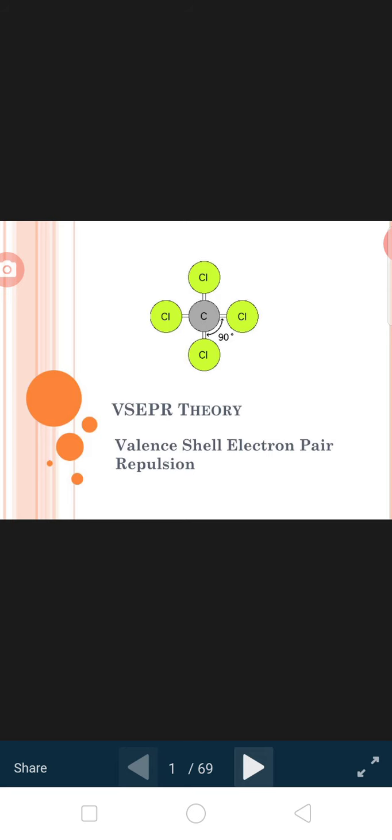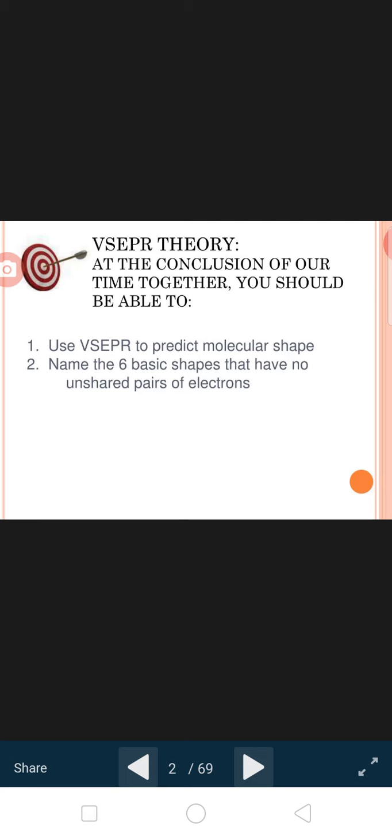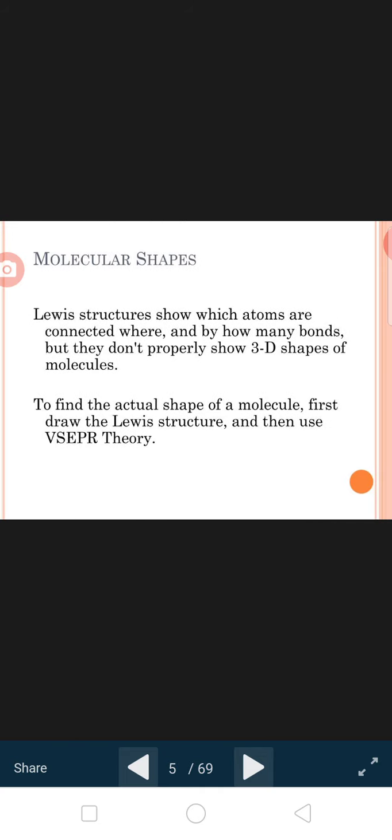Today's lecture is about valence shell electron pair repulsion theory, also known as VSEPR theory. Valence shell electron pair repulsion theory is used to predict molecular shape. Number 2, name the 6 basic shapes that have no unshared pair of electrons. Valence shell electron pair repulsion theory and molecular shape.